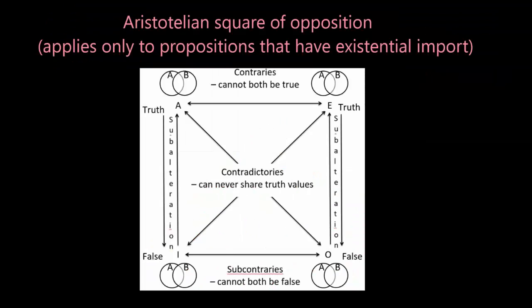Now we turn our attention to the Aristotelian square of opposition. One of the things that's really important to understand about the Aristotelian square is that we will only be using it when the universal propositions in question in fact have existential import. That is, when we're talking about dogs, books, rocks, things that in fact exist.